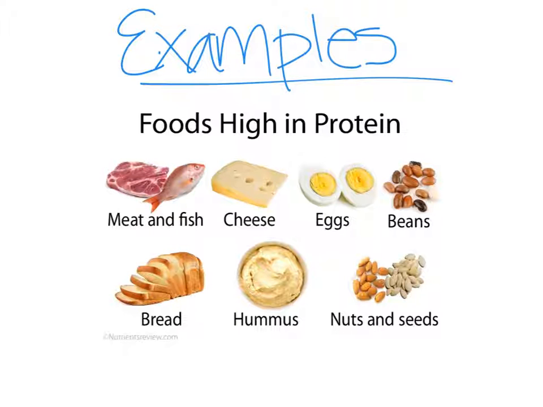These are some examples of proteins that we should eat every day. We have meat and fish, cheese, eggs, beans, bread, hummus, and nuts and seeds. These are things that are very high in protein.